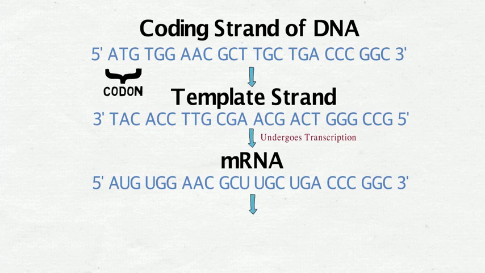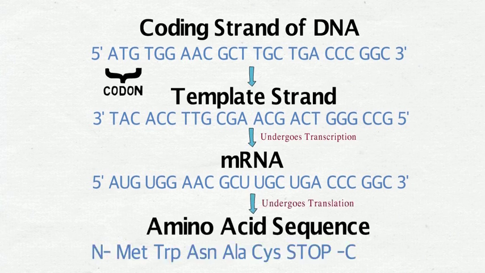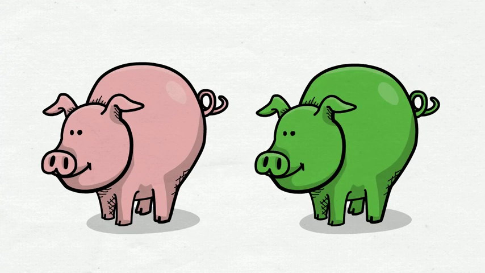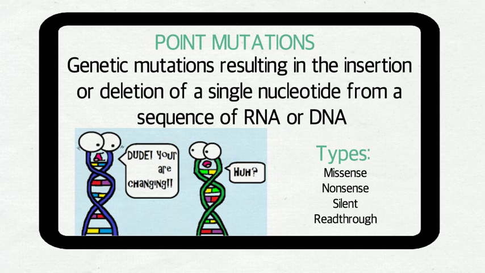From here, we can use a coding chart to get the amino acid sequence. Although the human genome consists of 3 billion nucleotides, changes in a single base pair can have dramatic results. Point mutations are genetic mutations resulting in the insertion or deletion of a single nucleotide from a sequence of RNA or DNA. Point mutations can be classified by their functional effects.